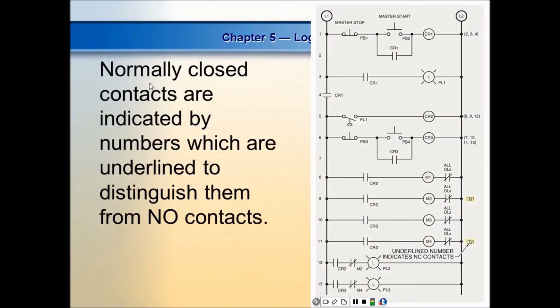Now, what we've done is we've added to the previous line diagram. Up there on line 1, I see 2, 3, 4, nothing on line 3. On line 5, I see 8, 9, 12. On line 6, I see 7, 10, 11, 13. I get down to line 8, I see a relay, but there's no contact numbers on there. What's going on there?